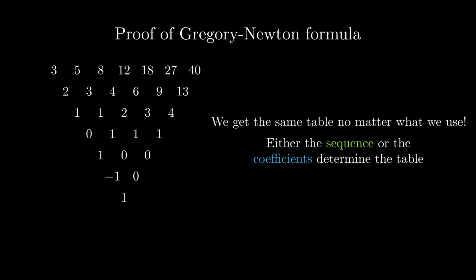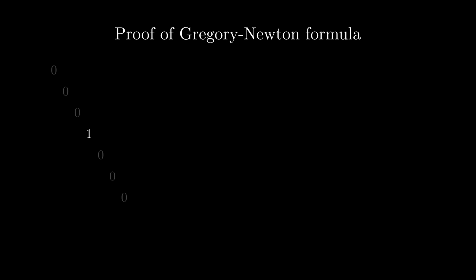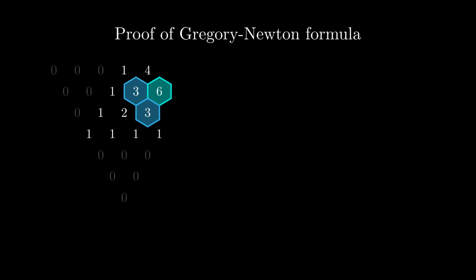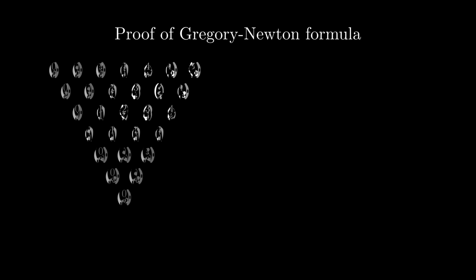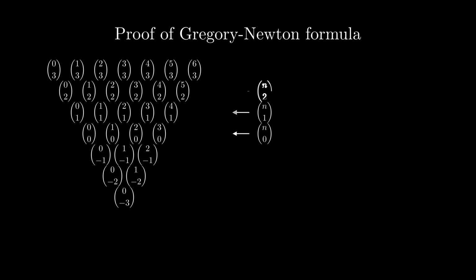Let's see what happens if we assume the only non-zero value in the initial diagonal is this 1. Since our difference rule is simply a rotated addition rule, we can now treat the 1 as a seed for generating the rest of the table. When we do this, Pascal's triangle appears. The values in this first row can therefore be described by this expression.